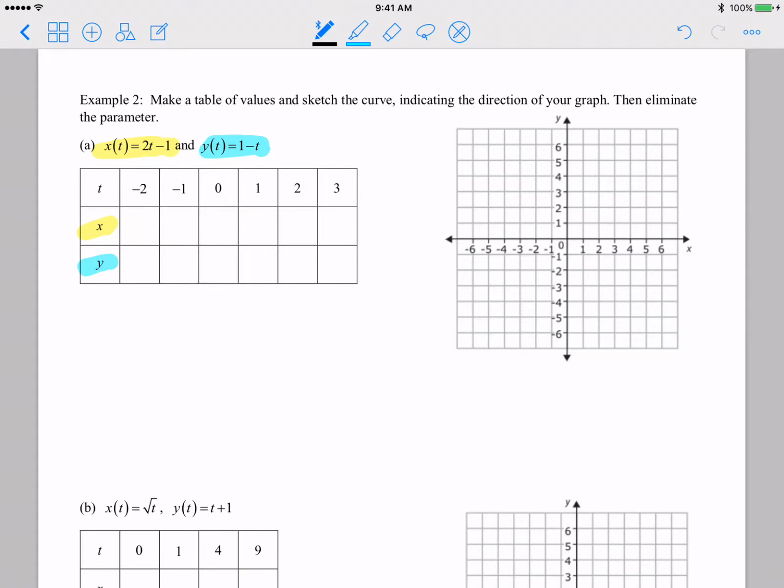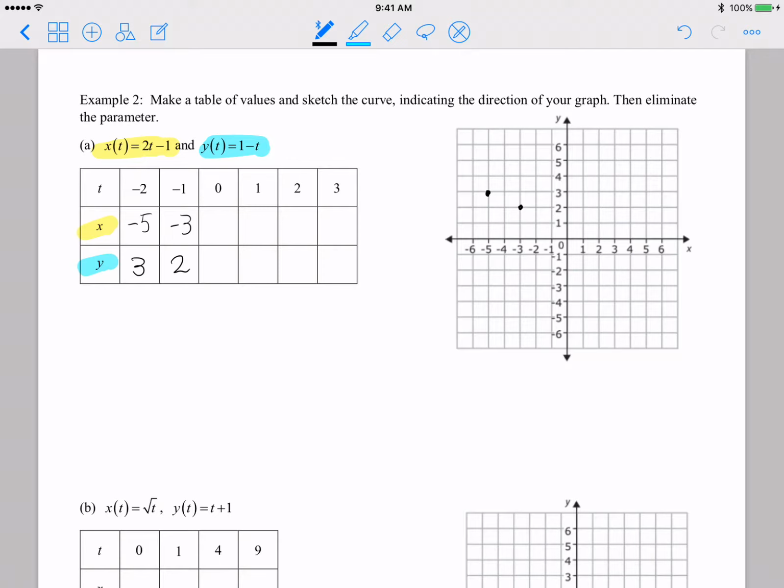If I plug in negative 2 for t into x and y, then what I'm going to get is the ordered pair negative 5, 3. Just plugging t into both of those equations gives me negative 5 for x and 3 for y. Then if I plot that ordered pair, that's going to be right there. For negative 1, we're going to plug that in for t into both x and y, so that's going to be negative 3 here, and then positive 2 here, and so negative 3, 2 is going to be here.